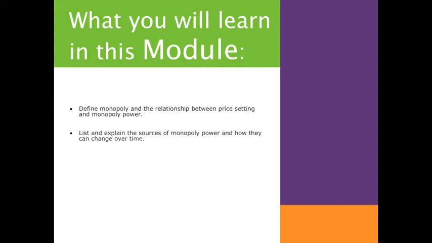We will also list and explain the sources of monopoly power and how they can change over time. Where do monopolists get this kind of power from? And do they remain monopolists forever, or does it change? Third, we will define what is meant by a natural monopoly. A natural monopoly, as we will see, is a specific kind of monopoly, and it has a very unique characteristic. It's not like all other monopolies.